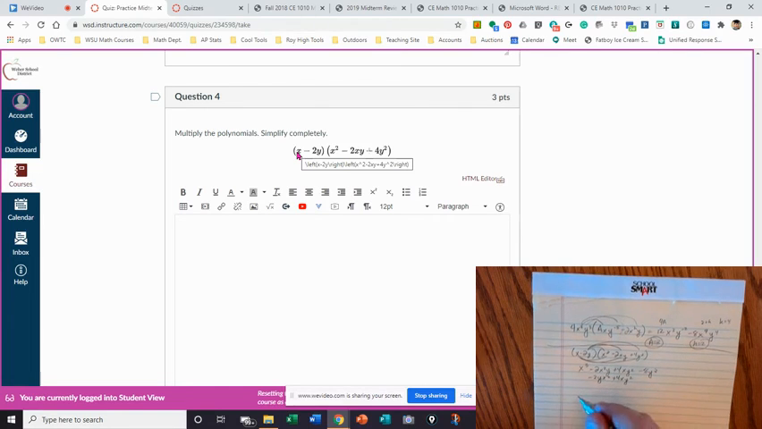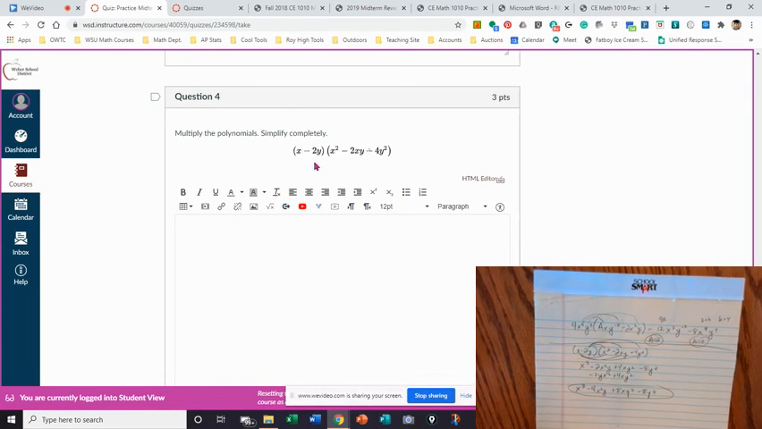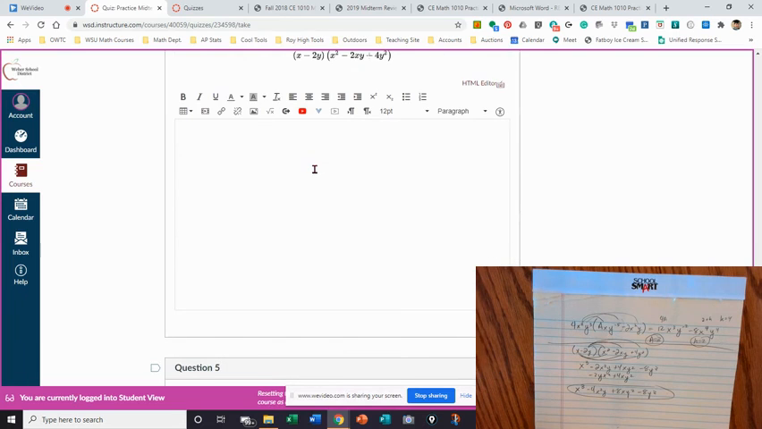Put them all together, and I have x cubed. -2 minus 2 makes -4x squared y. And then 4 plus 4 makes 8xy squared minus 8y cubed. And if they were in a different order, that would be okay, but there would be the coefficients. Cool. And I just type that in. Okay.